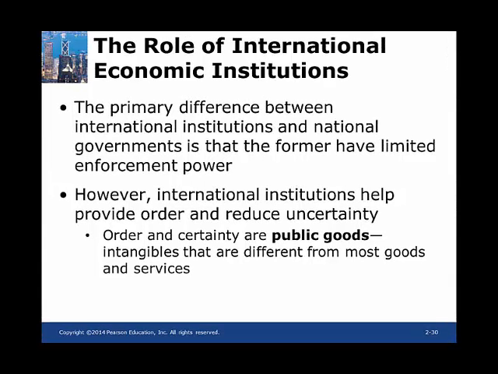The role of international economic institutions. The primary difference between international institutions and national governments is that the former have limited enforcement power. However, international institutions help provide order and reduce uncertainty. Order and certainty are public goods, intangibles that are different from most goods and services.